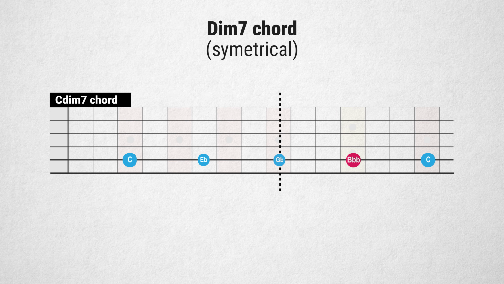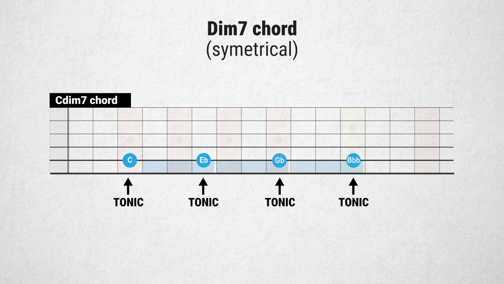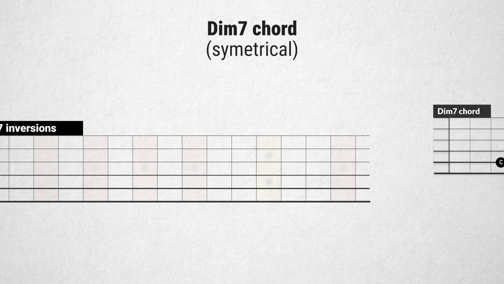This chord has some remarkable properties, and one of them is that the chord is a so-called symmetrical chord. The distances between the notes are all the same, and therefore every note in the chord can serve as a tonic. You'll end up with the same notes every time. C diminished 7, E flat diminished 7, G flat diminished 7 and B double flat diminished 7 are all inversions of each other.